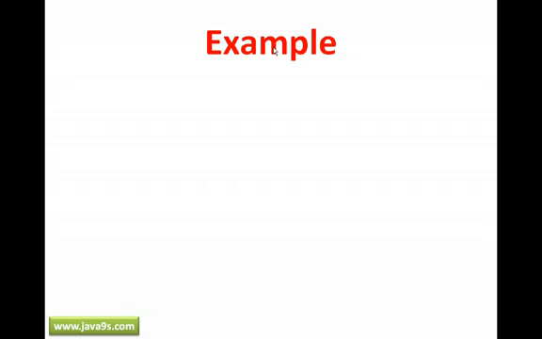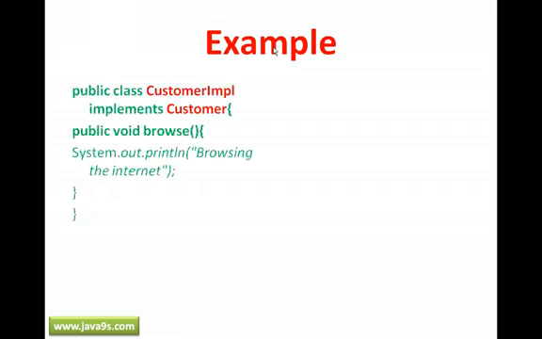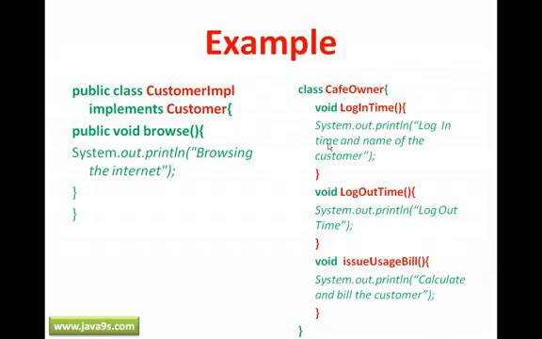Now let me explain aspect oriented programming with an example. Say we have a scenario where a customer goes to an internet browsing center, and there's a cafe owner who logs the in time, out time, and also calculates the amount that has to be paid. So now I have created a class known as CustomerImpl, which has the browse method, and we'll have a KFOwner in which we'll have the login time, logout time, and issue usage bill methods.